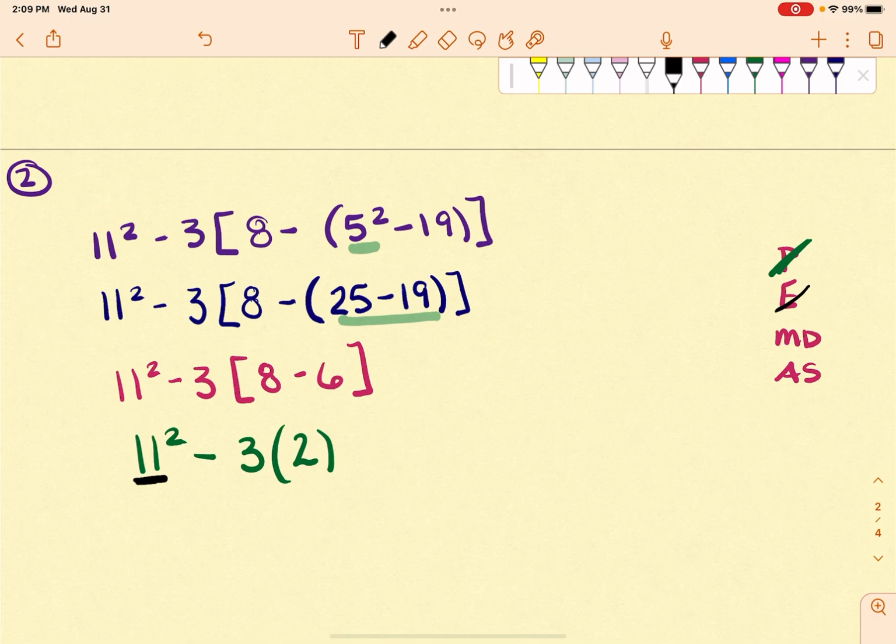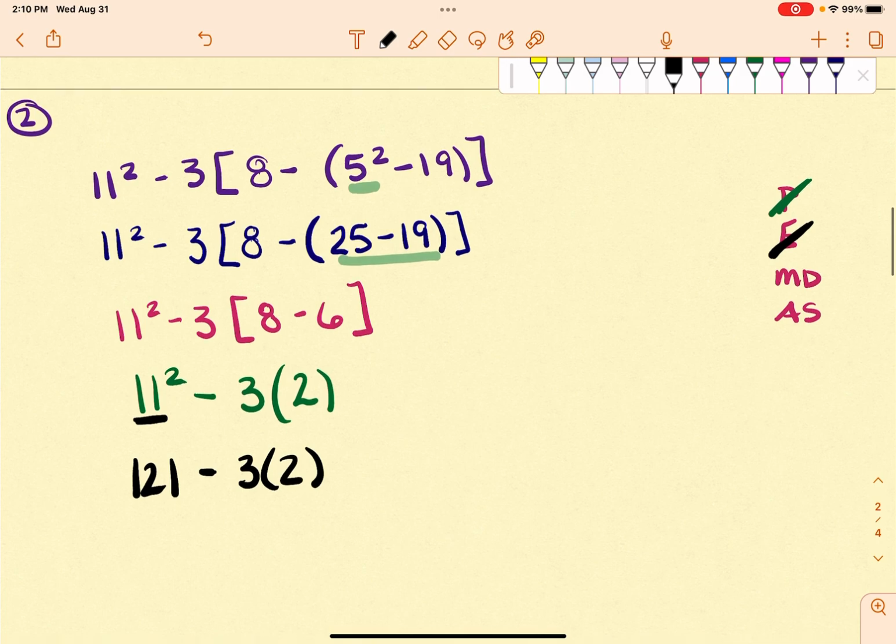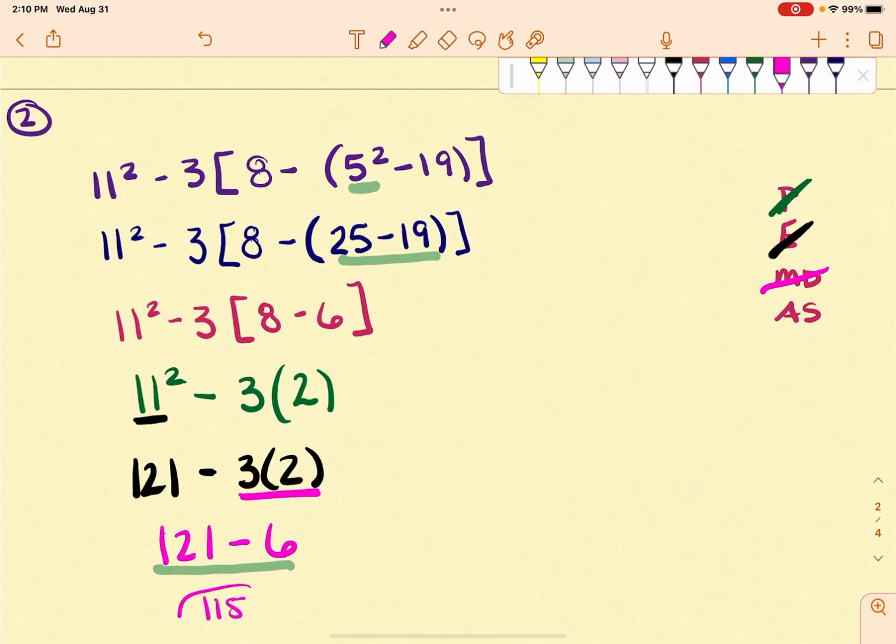Okay, so if I deal with this exponent, 11 times 11 is going to be 121. Bring down the rest. And again, that exponent is done. So the next on my list is multiply and divide. So that's this. So 3 times 2 is going to be 6. And then the only thing I really have left is just to subtract that. So 121 minus 6 is 115.